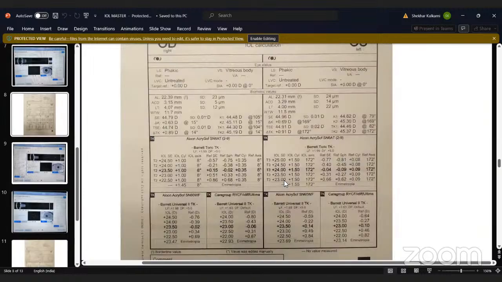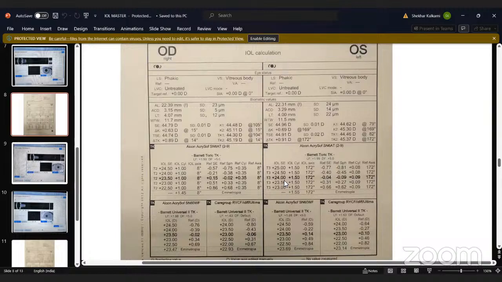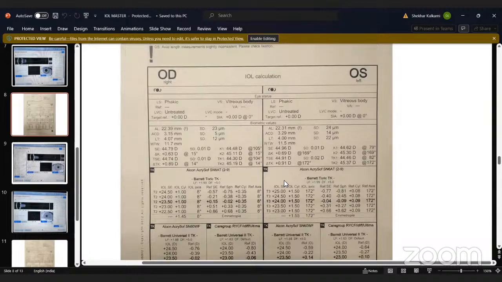So, Vaishali, now you can interpret this scan. Axial length in the right eye is 22.39 and in the left eye is 22.31. Then AC depth is 3.15 in the right eye and 3.29 in the left eye, which is normal. Then lens thickness is also normal.